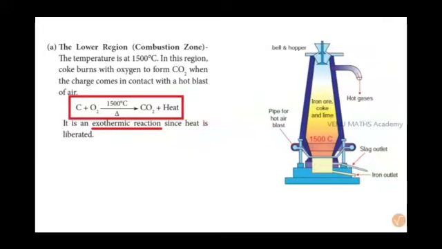Lower region is called as the combustion zone because here the temperature will be higher, that is 1500 degrees Celsius. In 1500 degrees Celsius, the coke in the blast furnace will combine with the oxygen and burn to form carbon dioxide. This is an exothermic process. Hence, the heat will be liberated and the temperature will be higher.